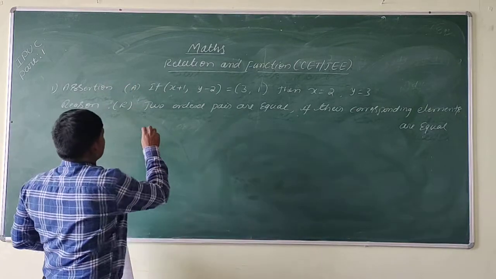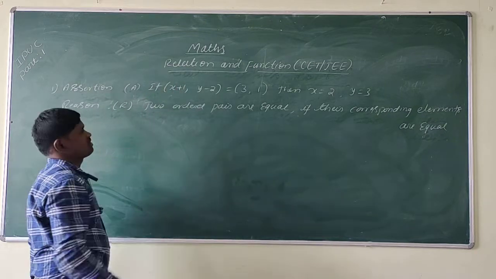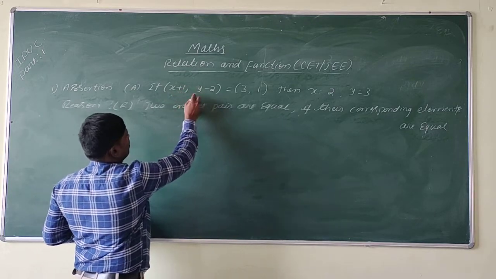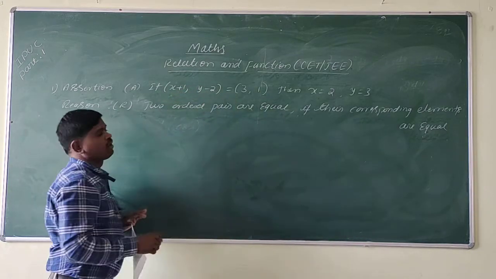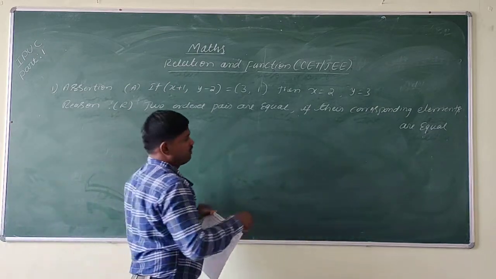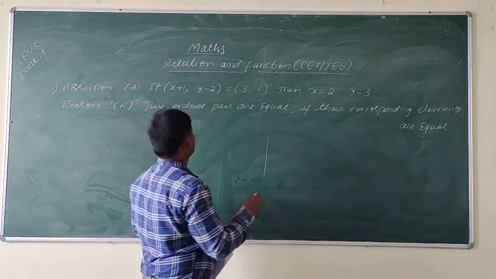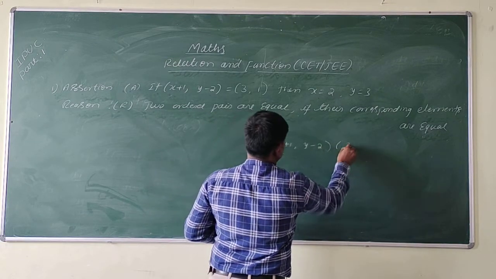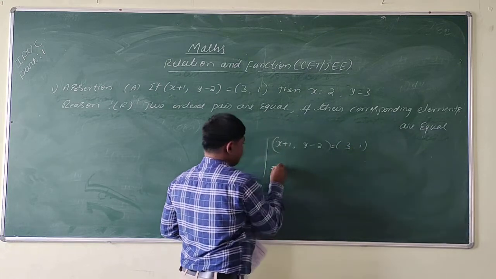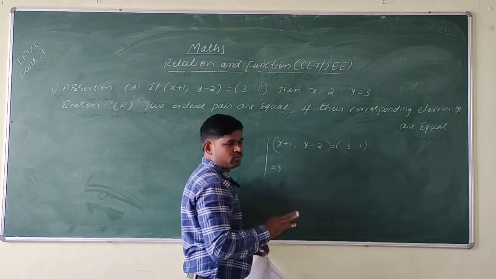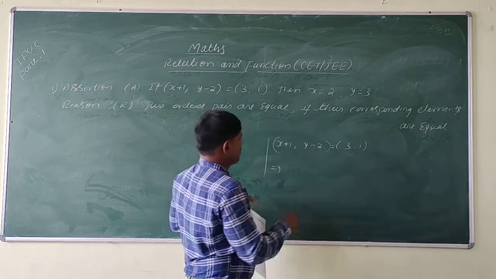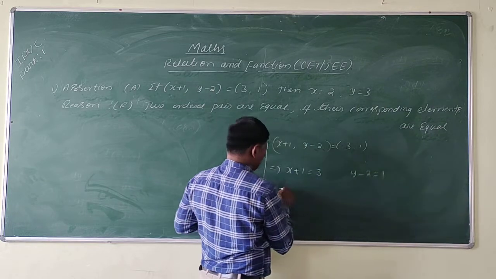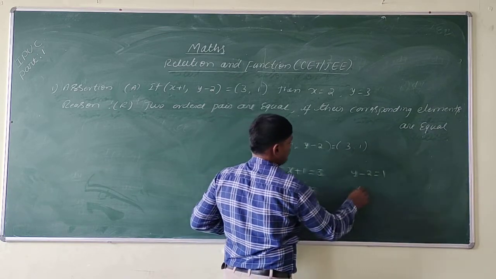First identify whether the assertion is correct or not. This is an ordered pair (x plus 1, y minus 2), and this is also an ordered pair, so the ordered pairs are equal. We already know that if two ordered pairs are equal, then the corresponding elements are equal. So x plus 1 is equal to 3 and y minus 2 is equal to 1. This implies x is equal to 2 and y is equal to 3.